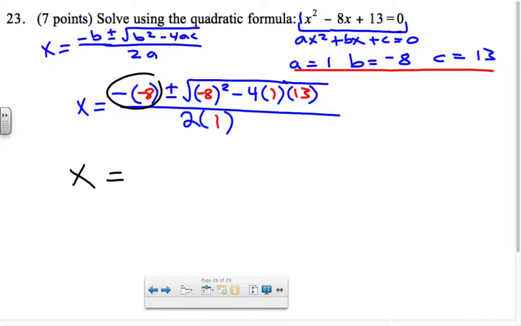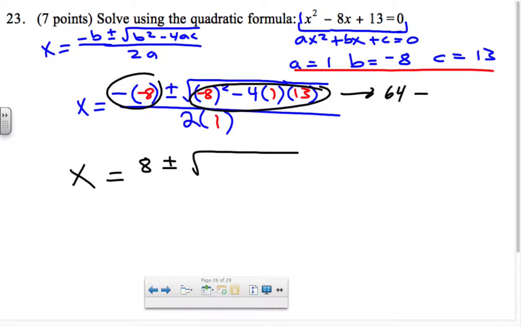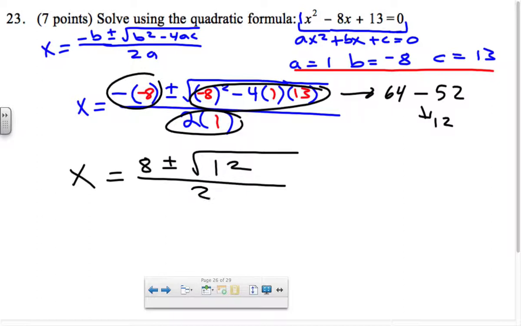This part, negative negative 8 becomes positive 8, plus or minus. This part, if you take negative 8 and square it, you'll get 64. 4 times 1 times 13 is 52. 64 minus 52 becomes 12. And then the denominator, 2 times 1 is 2.